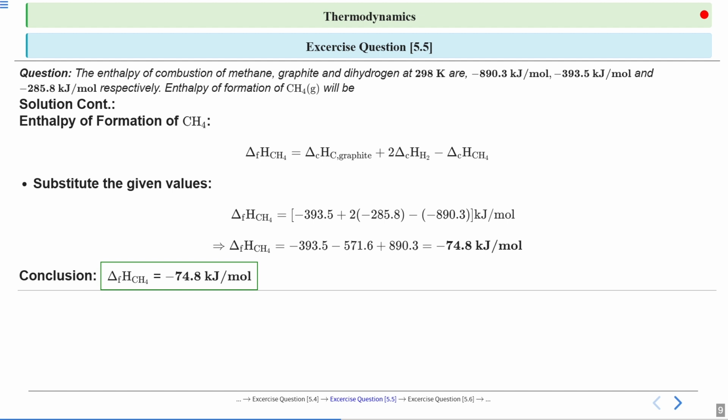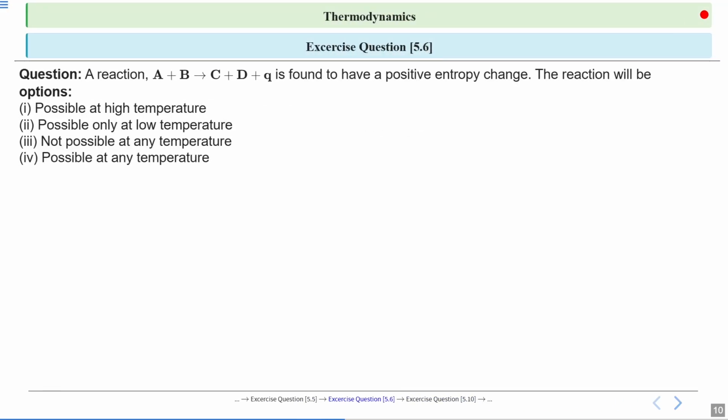Take 3 to 4 examples. From those 4 examples, you will easily get the concept for any question similar to this type. Okay. So if this is clear, we can move further. Here is the next question.